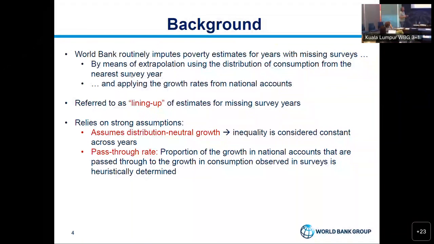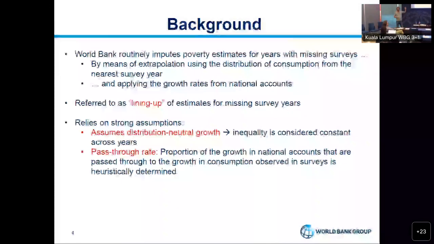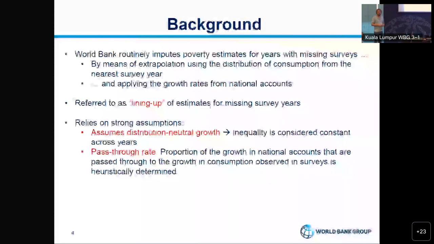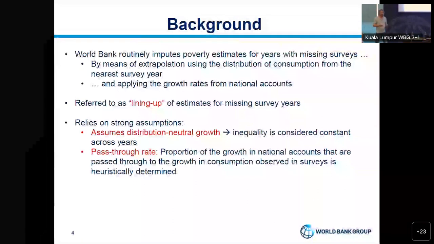But in some countries, and India is one of them, if you have to bridge a 10-year gap, this becomes very, very noisy, right? So these assumptions really start to become problematic, and you become vulnerable to making some serious errors in your predictions. And so that forces you to think about, well, is there something better we can do?